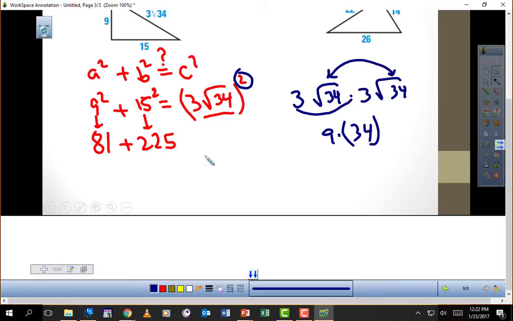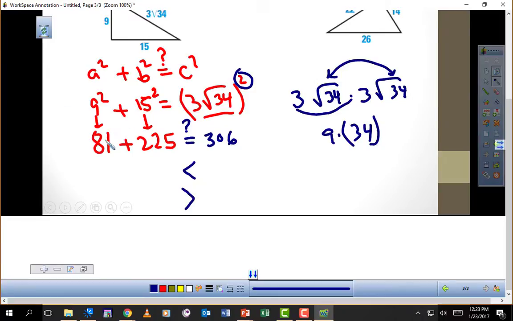Let me see. Hang on just a moment. 9 times 34. You get 306. So here's the question. Oh, my goodness. I'm allergic to math. 306. Is this equal to 306? Or is it less than? Or is it greater than?